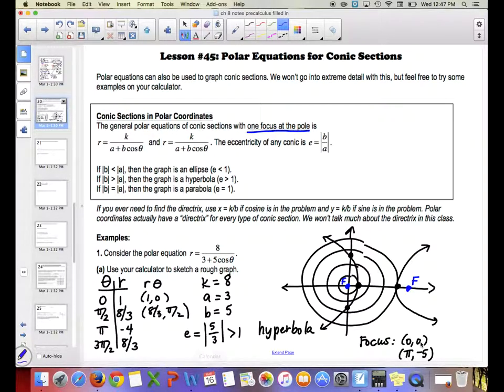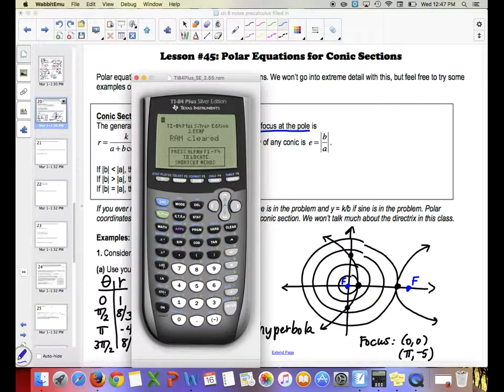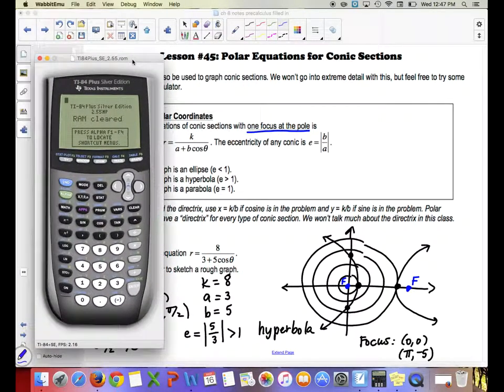So let's use our calculators. Everybody get your calculator out. You need to be doing this. Okay, we're going to go to mode. We're going to put it in radian, and we're going to put it in polar coordinate mode, so polar. Everybody should be doing that.